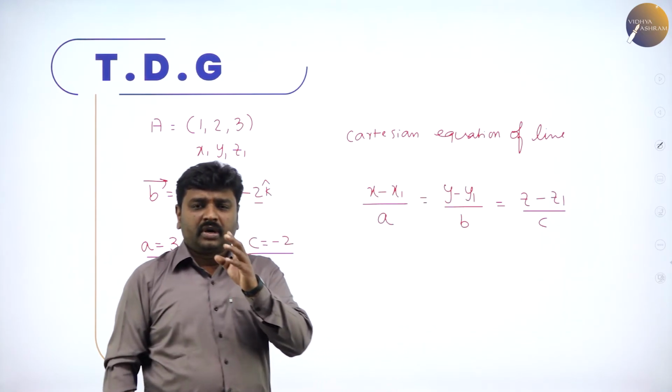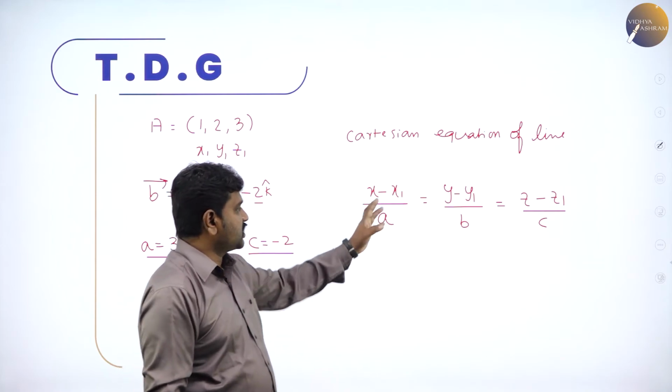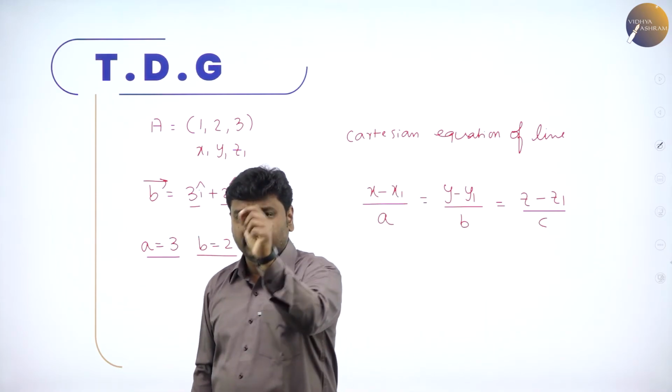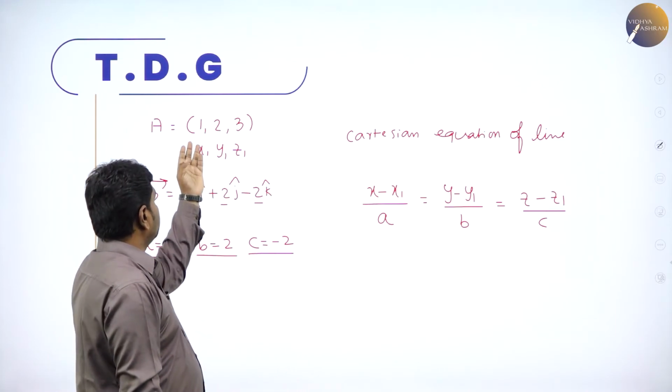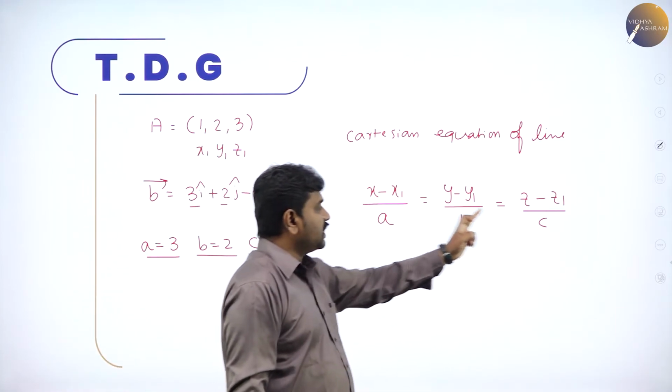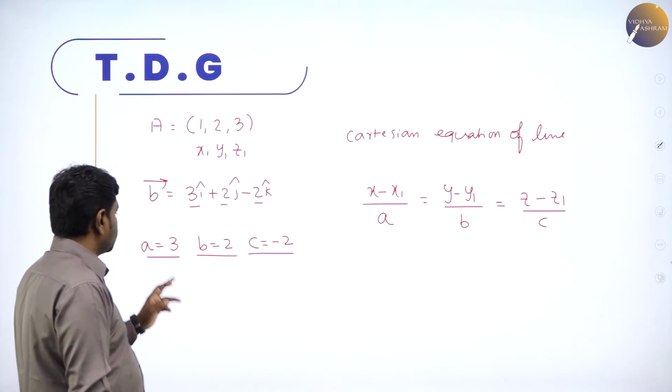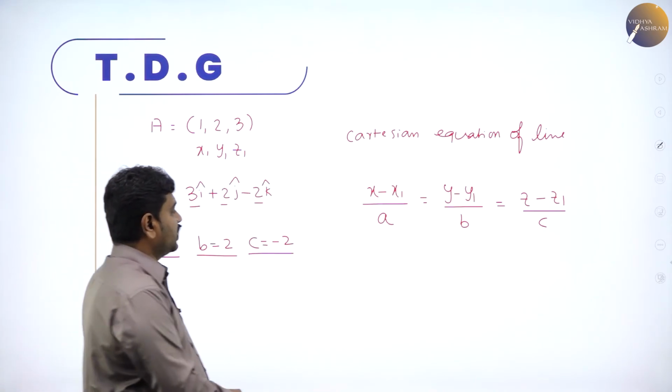The line passing through a point and parallel to a given vector is given by (x minus x1)/a equals (y minus y1)/b equals (z minus z1)/c, where (x1, y1, z1) is a point on the line, that is given as (1, 2, 3), and a, b, c are the direction ratios of the parallel vector. Here they give 3, 2, minus 2, so substitute.